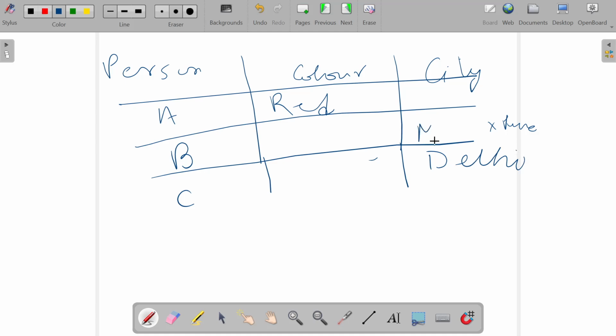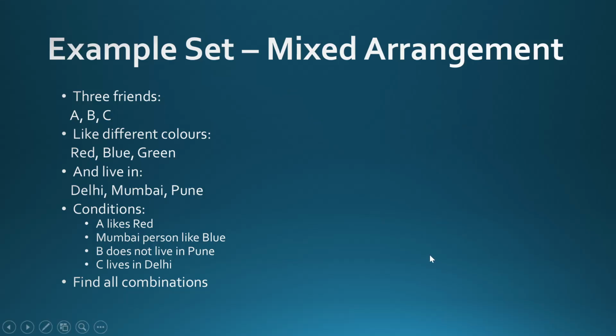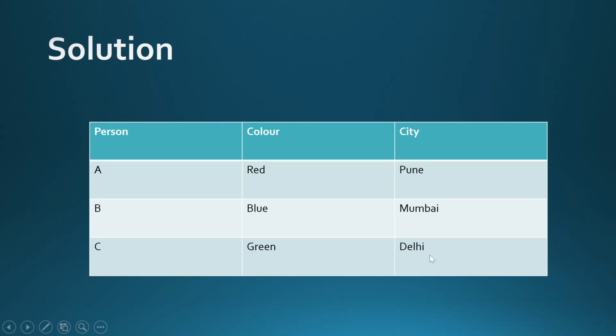So which is the left city? Mumbai. So he'll be living in Mumbai. And what about A? He'll live in the third city, Pune. And what is given? Mumbai person likes blue, so B will like blue. Which is the left color? Green, so C will like green. So here is our table done. So you see it's very simple. We just use the table and we can easily solve it. So this is the solution again on the slide in front of you.